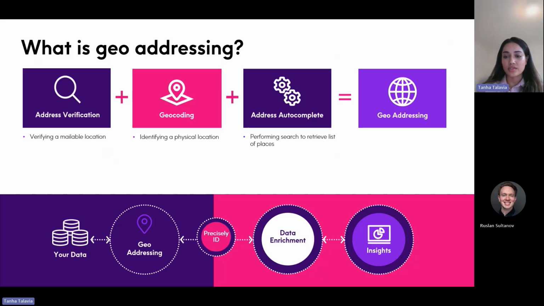Precisely can address these challenges through its comprehensive geoaddressing solutions, which include geocoding, address verification, and address autocomplete. Now, if we talk about geocoding, geocoding is the process of converting address information into geographic coordinates, that is latitude and longitude, and vice versa through reverse geocoding. This allows businesses to map addresses to physical locations, facilitating precise delivery, routing, territory management, and location-based analytics. For instance, a business can determine the exact location of a customer for better service delivery or optimize logistics by mapping out the most efficient routes for deliveries.